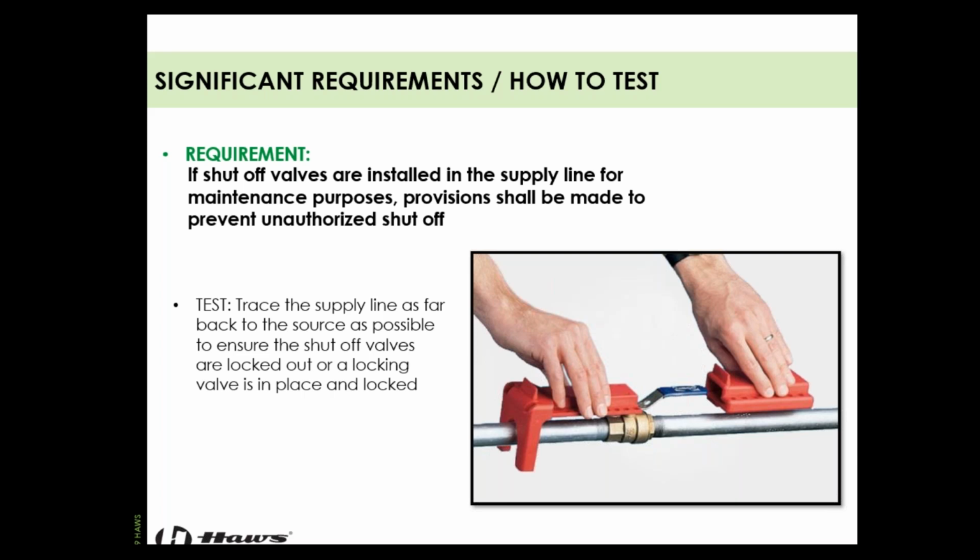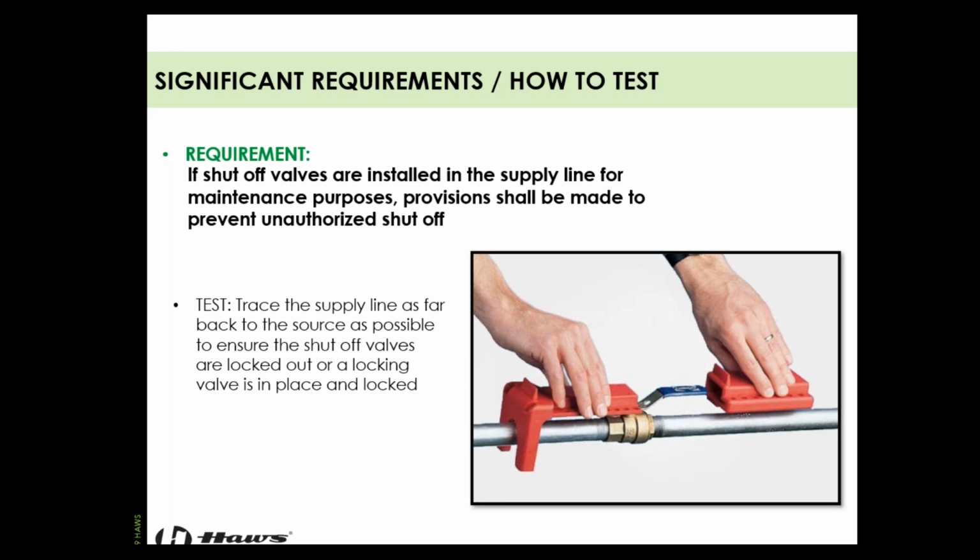So the requirement is that those shutoff valves be locked open. Provisions need to be made to prevent unauthorized shutoff. That's typically in the form of a locking ball valve that's installed or a LOTO device like you see in the photo. Something that's a lockout tagout that maintenance can be in charge of. Remove, shut it off, do your maintenance, turn it back on, and be held accountable for replacing that LOTO device.